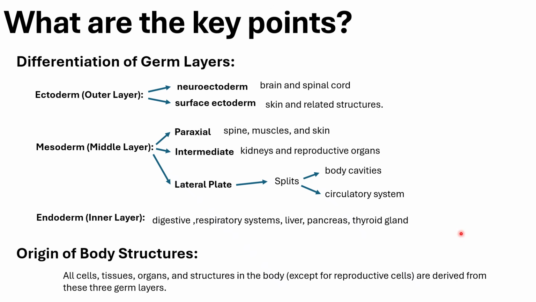So the origin of body structures is basically all the cells which group into tissues which formed organs, and these organs form the structures in the body. Okay, so all the structures in the body except for the reproductive cells actually came from these three germ layers.